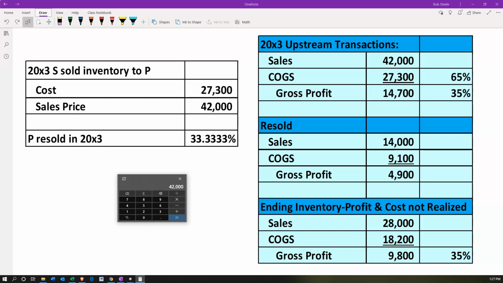So 42,000 times 1 divided by 3 is going to be our 14. And then once we have the 14, we can multiply that times the 65%, 0.65, to get the 9.1. Or we could take that 27,300 times 1 divided by 3 to get the 9.1. 14 minus the 9.1 is the 4.9. Then down here, the sales, the 42,000 minus the 14 gives us the 28,000. The 27.3 minus the 9.1 gives us the 18.2. Or we can take the 28,000 times the 65% and so on and so forth.